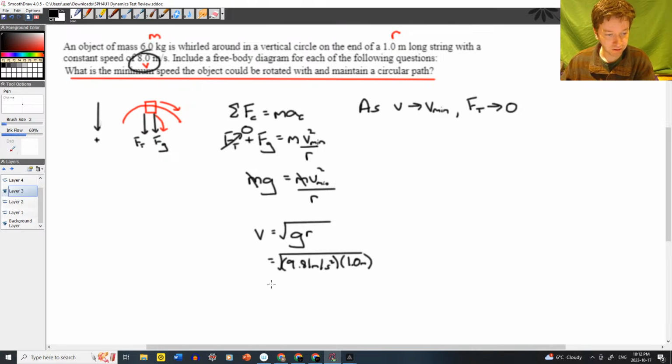Okay. Calculator now. So the square root of, well, 9.81. 3.1. There we go.